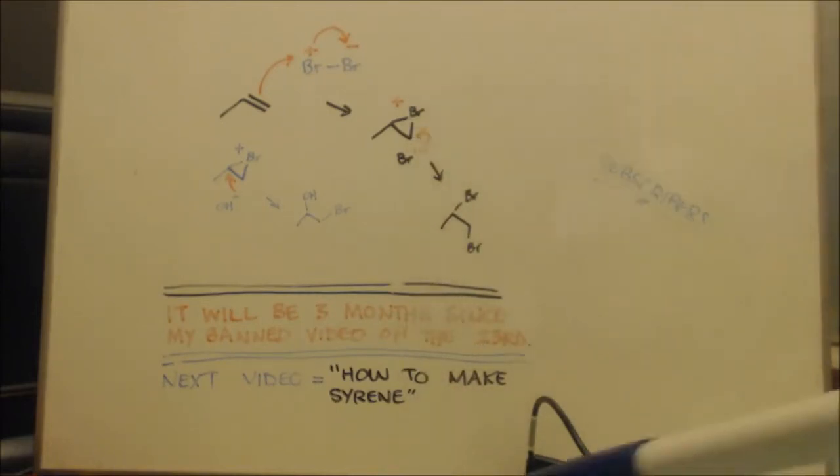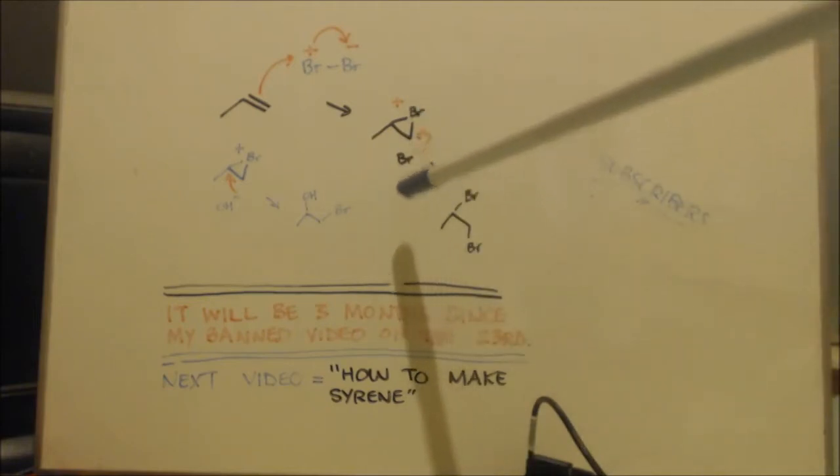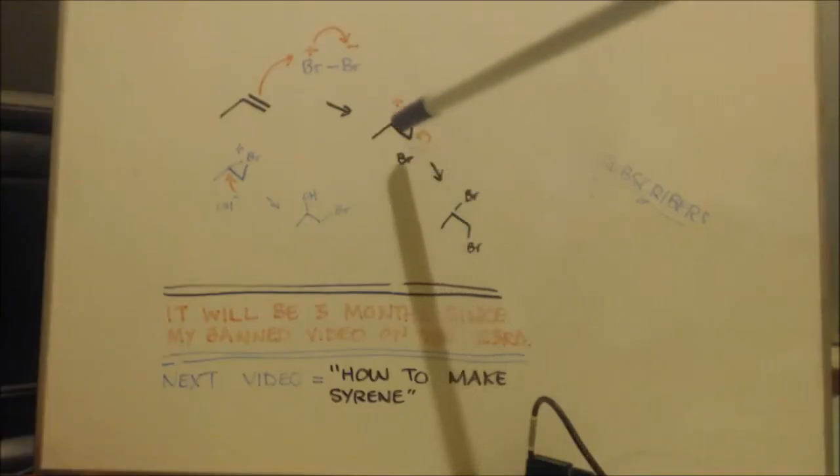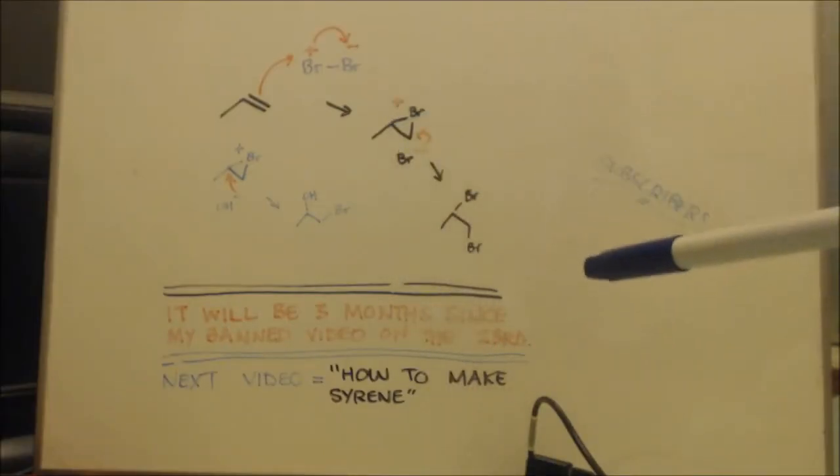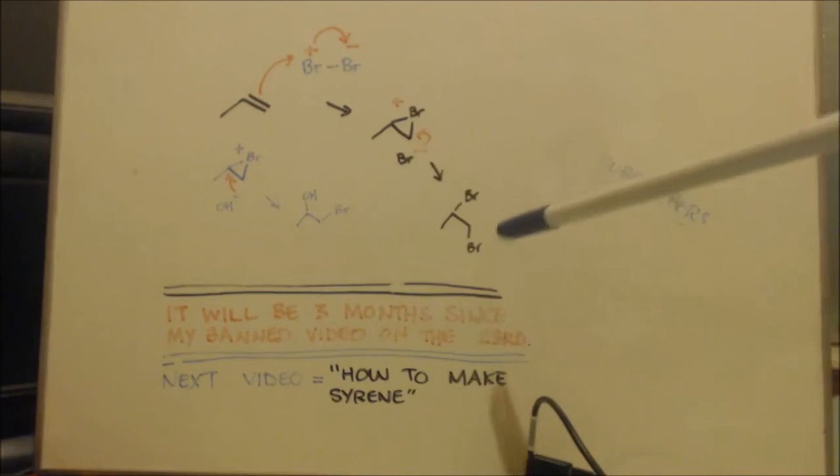Then, if you have no water, this negative bromine will come up and do an SN2, and open up this halonium ion, whatever you want to call it. And you will have a Br and a Br.